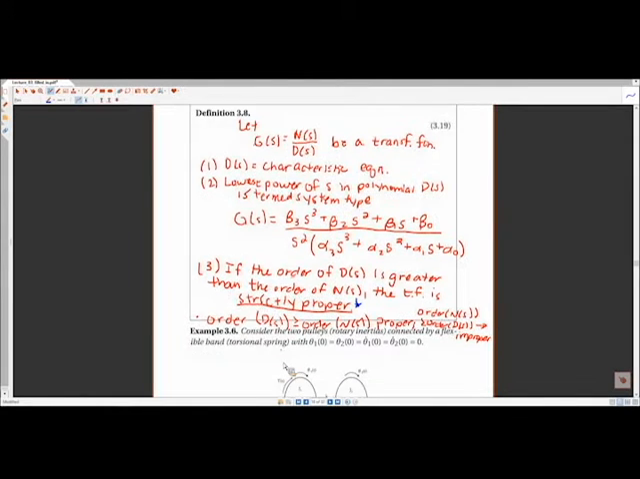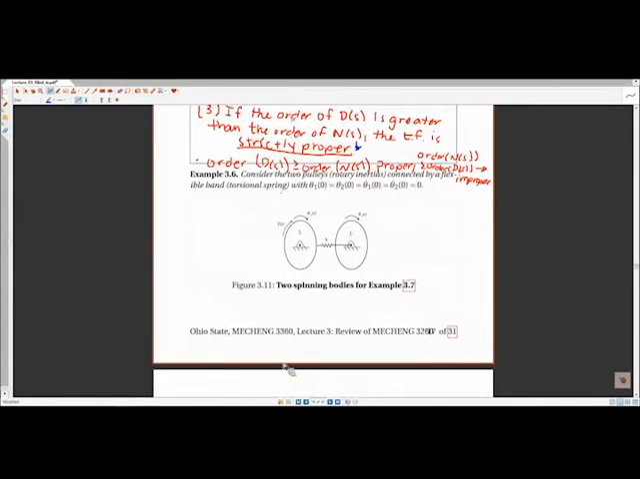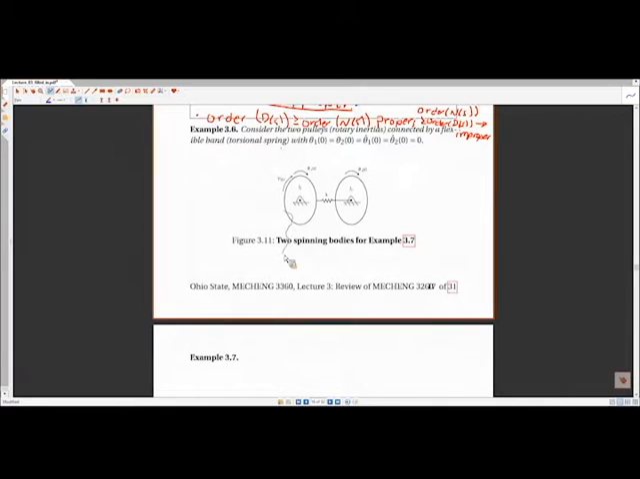On to an example. So now we're going to look at an example with two pulleys connected by a flexible band that acts like a torsional spring.